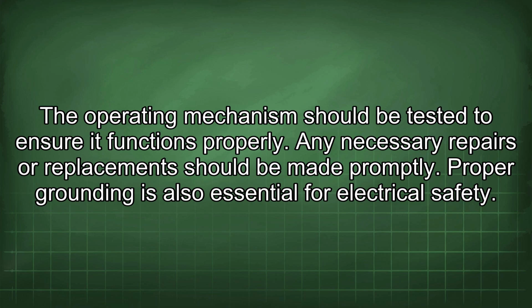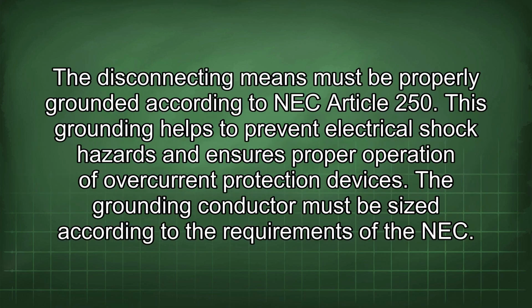Proper grounding is also essential for electrical safety. The disconnecting means must be properly grounded according to NEC Article 250. This grounding helps to prevent electrical shock hazards and ensures proper operation of overcurrent protection devices. The grounding conductor must be sized according to the requirements of the NEC.